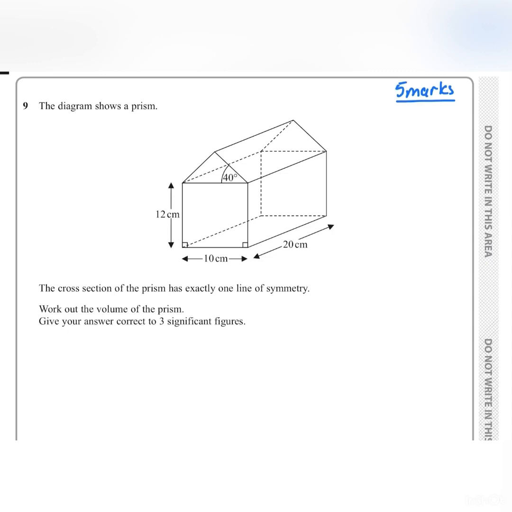Okay, question number 9 is a 5-mark question, and it says the diagram shows a prism. The cross section of the prism has exactly 1 line of symmetry. Work out the volume of the prism and give your answer to 3 significant figures. Now, to work out the volume of a prism, we can use a formula: volume of prism equals the cross-sectional area times by the length.